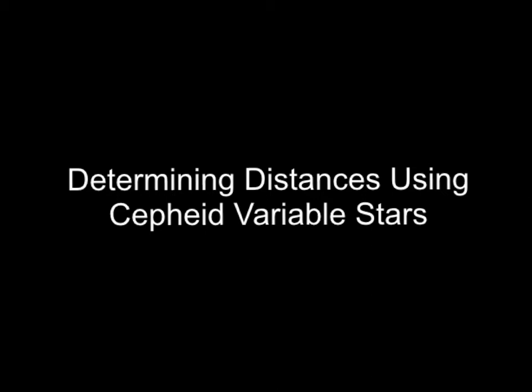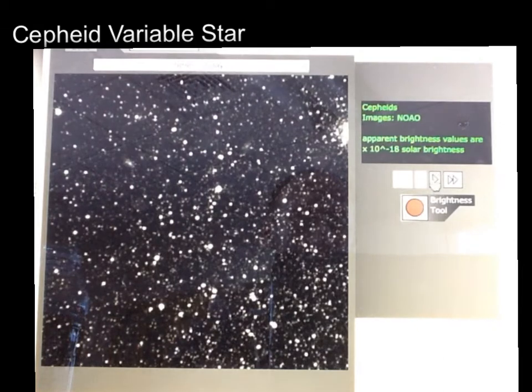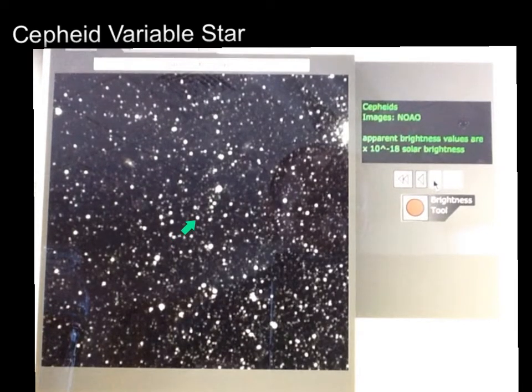Determining distances using Cepheid variable stars. Here is a star field. See if you can locate the Cepheid variable star. Well, if you couldn't see that, the star is actually right here.